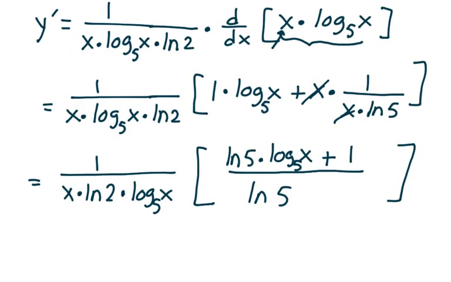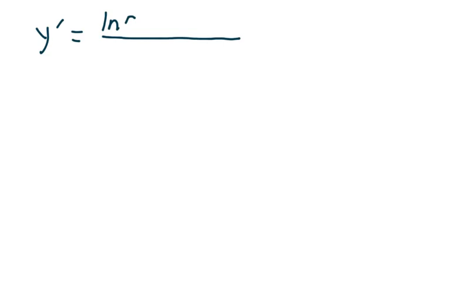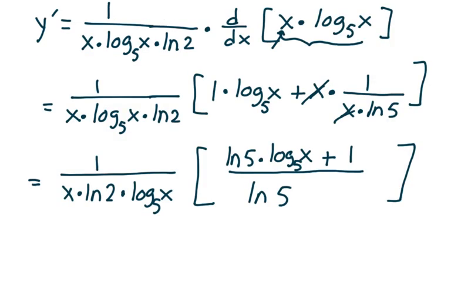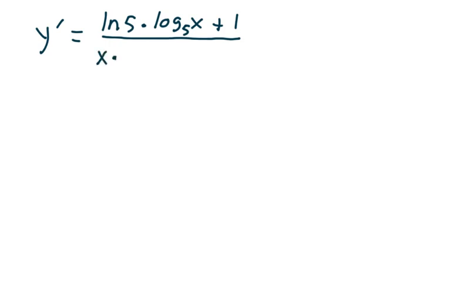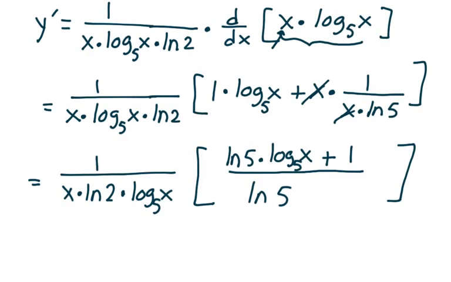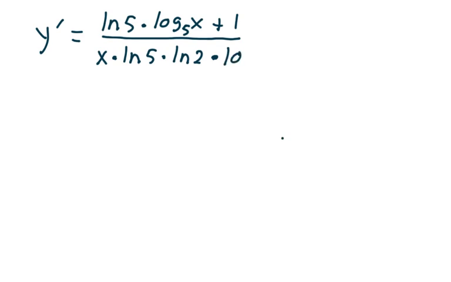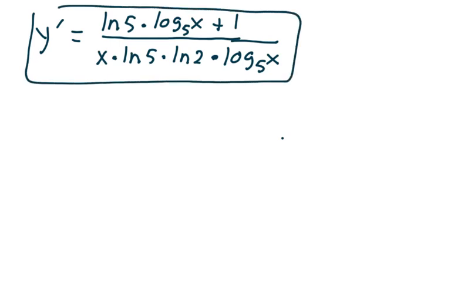now in the numerator, I have natural log of 5 times log base 5 of x plus 1. And in the denominator, I have natural log of 5. So x times natural log of 5 times natural log of 2 times, and then I have log base 5 of x. So the problem is involved, but you have to take it one step at a time.